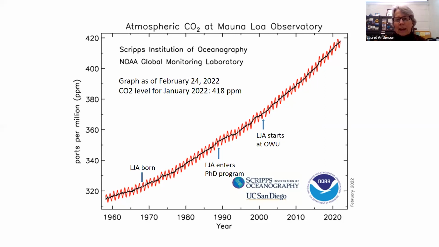And we have been tracking atmospheric CO2 on the island of Mauna Loa since 1957. And you can see the graph of CO2 here climbing steadily up to the current day concentration of 418 parts per million. I've also noted on the graph just how CO2 has changed in my own lifetime. So here's the date of my birth. Here's when I started my PhD in plant ecology. Here's when I started teaching at Ohio Wesleyan. So there's been quite a bit of change over my own lifetime, and it continues today.